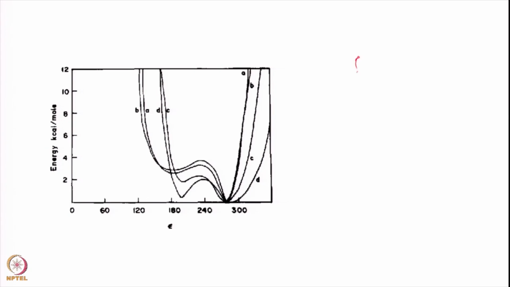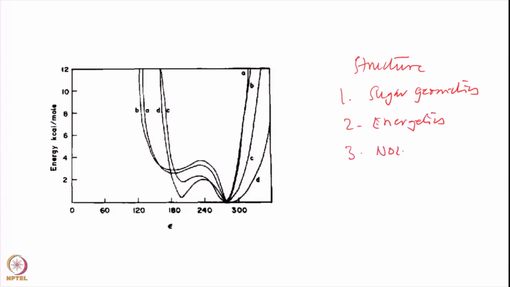Let me write here for the structure. For the structure, we have the sugar geometries, then you have the energetics, and then you have also the NOEs. NOEs will give you the interproton distances. Which are the interproton distances? These are the various protons in the NOE spectrum.